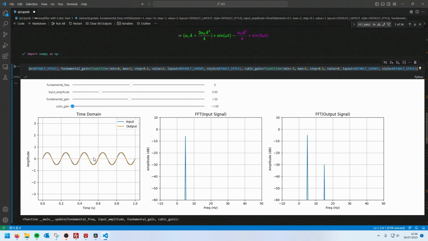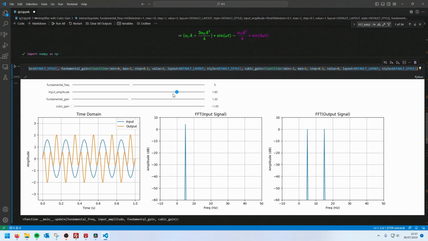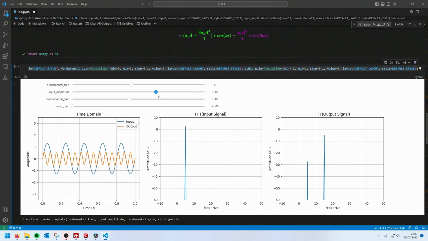Our output is looking fairly close to what you'd expect to see as a sine wave, despite having this third harmonic product that's only 20 dB down, so completely unacceptable for any sort of regulatory purposes. So if we up our input amplitude again, you can see at high input amplitudes this is distorted heavily. And if I get to there, you can see that we're dominated by 3 times our input frequency, as we can see in the FFT.